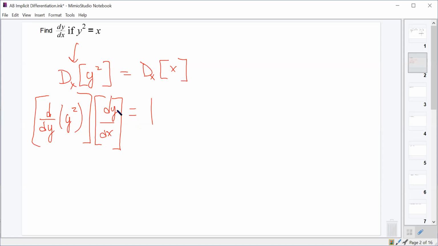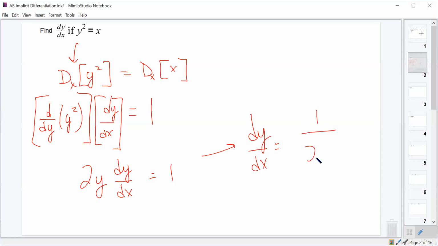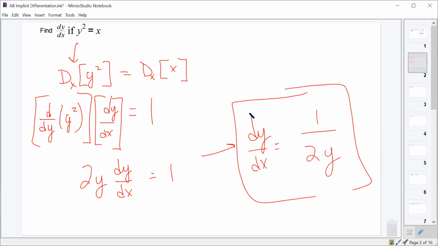And so anytime we try to take the derivative of a y term, but we're doing it with respect to x, we will always attach to it this dy dx term. Okay? So the left-hand side of this, the derivative with respect to y of y squared, should be 2y, and then the derivative of y with respect to x is dy dx. So we should get 2y dy dx equals 1, or dy dx equals 1 over 2y. And that is our derivative with respect to x, or that's our dy dx if y squared equals x.